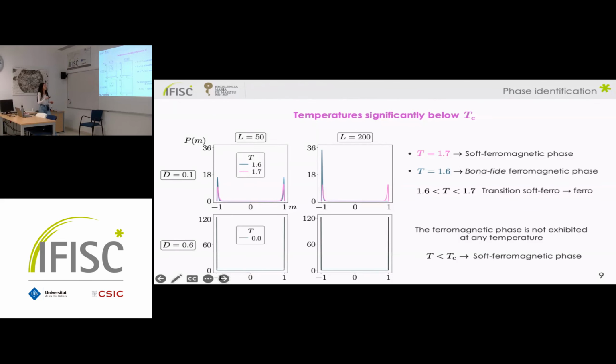Now, if we go to a field intensity 0.6, here we have the probability distributions for temperature 0, and we can see that in this case, we are in the soft ferromagnetic phase even at 0 temperature, because we have two peaks and no dependence on system size. So for this field intensity, the ferromagnetic phase is not exhibited at any temperature, and for all temperatures below the critical temperature, the system is in the soft ferromagnetic phase.